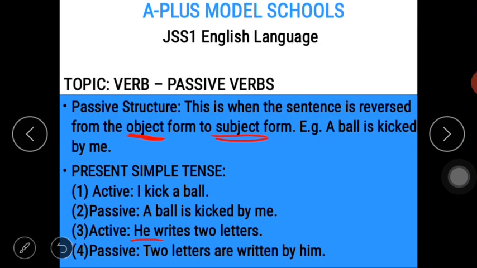So, two letters are written by him. So initially you first have your what? Your subject, which is he, and two letters, which is the object. So it was now reversed, which you now have two letters, the object, at the front. Two letters are written by him, which is the what? The subject. I believe you understand that vividly.